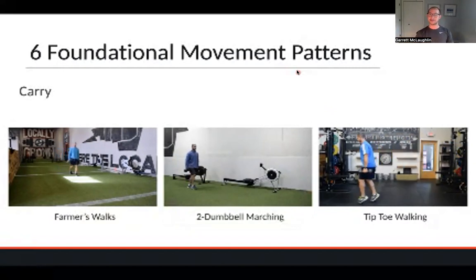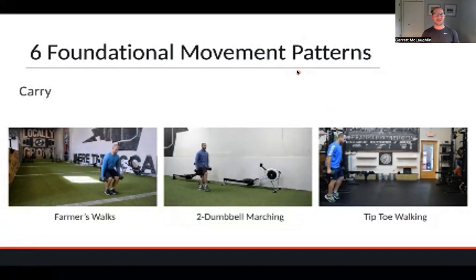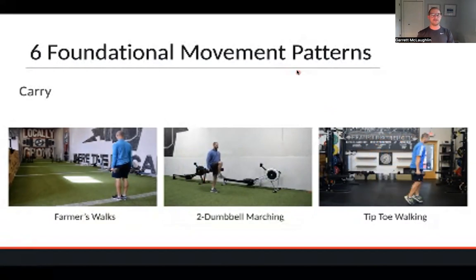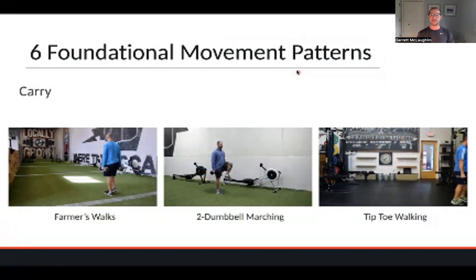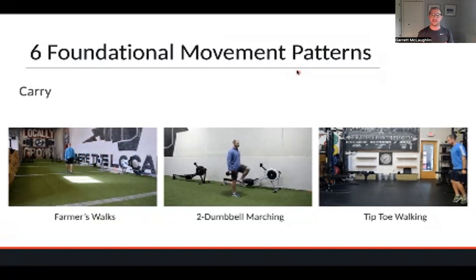So these are just simple carry exercises, which I think if you look at most strength training programs now, a lot of people aren't including this. I think it's a simple exercise. It's not overly taxing, and it's something that really helps translate to good core, pelvic, and foot stability.